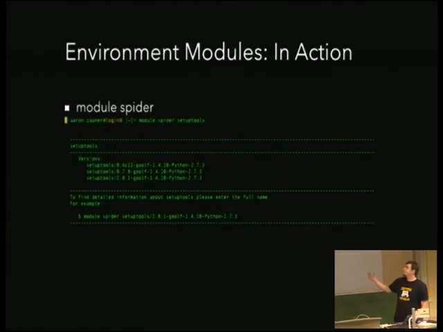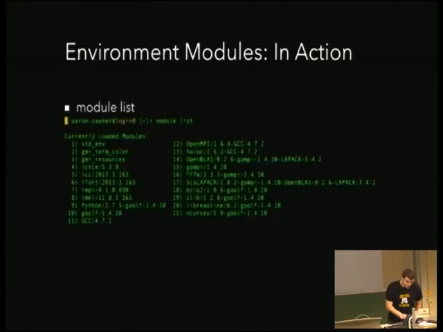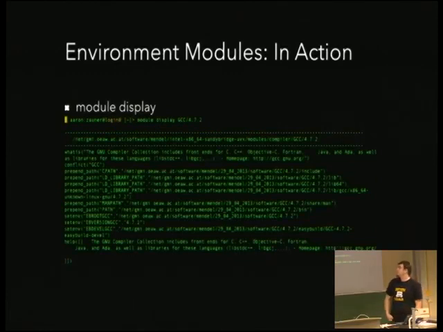Module spider, this is the thing we talked about before. You give it module spider setuptools, and it gives you everything that's there, like different versions of setuptools, different compilers, whatever is applicable. Module list basically tells you the current environment, which modules were loaded. Some of them are dependencies of other stuff I've loaded. And module display will just display the contents of a module you have in your environment or you may load. So this is a module for GCC 4.7.2. This is site-specific stuff, so the paths you see there are from our site, but may be any other path.